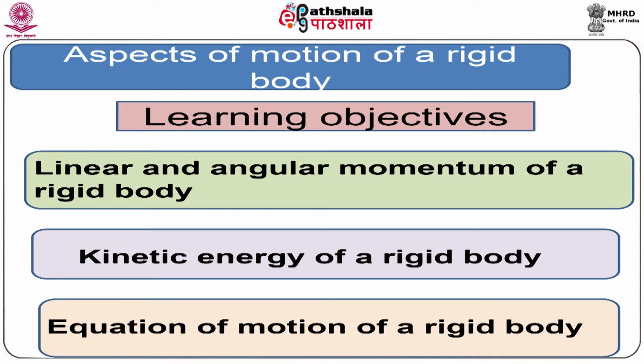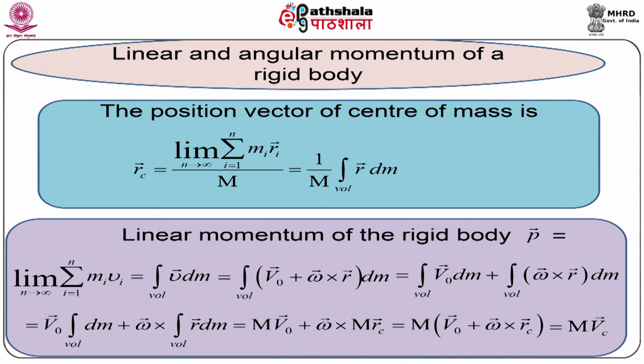In this module, we shall discuss linear and angular momentum of a rigid body. Next, we shall obtain the expression for kinetic energy for a rigid body. Equation of motion of a rigid body will also be obtained. Next, we shall define invariable line and invariable plane. Let us first obtain linear and angular momentum of a rigid body.